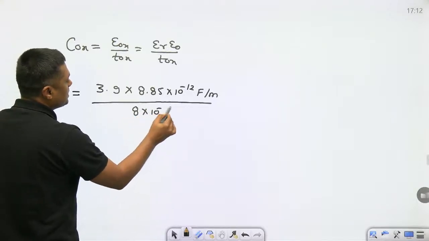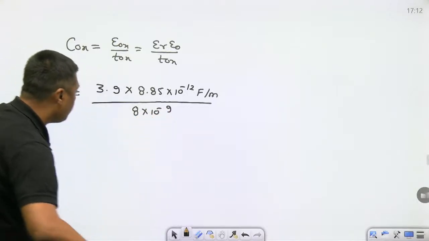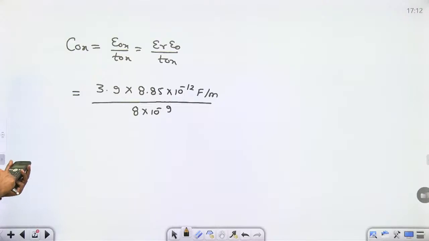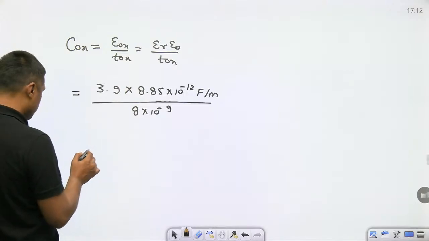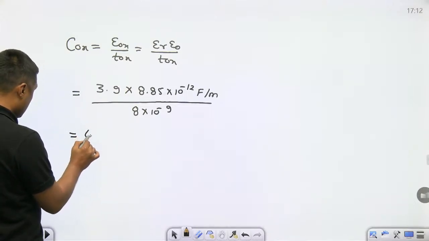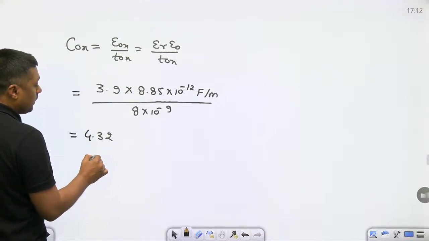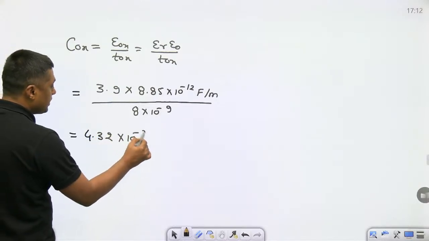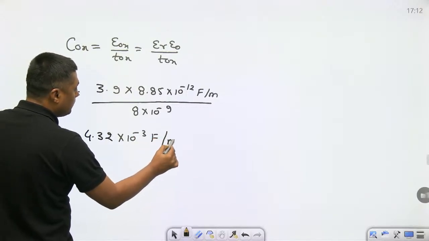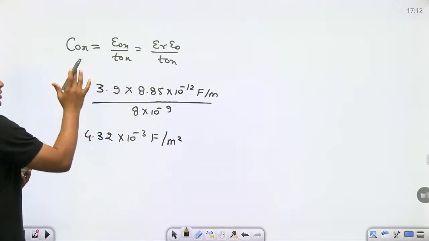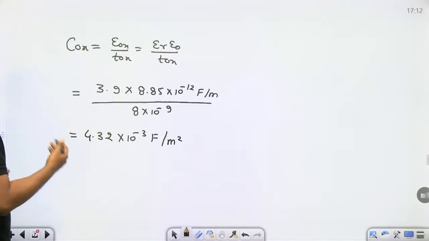Then you can quickly find it, use your virtual calculator, then you will get the value. And this is 4.314, or nearly 4.32, times 10 raised to power minus 3 farad per meter square, because it is the capacitance per unit area. So farad per meter square.